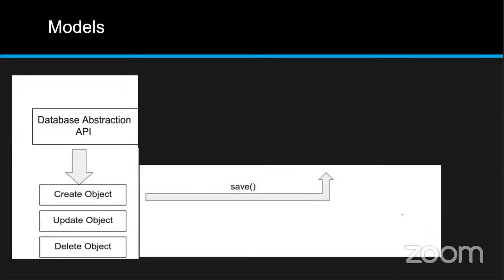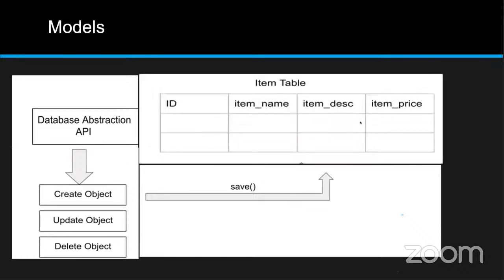Once you create, update, delete, you need to save. Once you save, it will convert into a table. Whenever you create a class in the database abstraction API, this model provides an abstraction class itself. And when you create, update, delete, whenever you save, we will look at these save commands, it will create a table for you. So for us, like in our food app, there is an item name, item description, item price. So we will be creating this prototype, this structure.